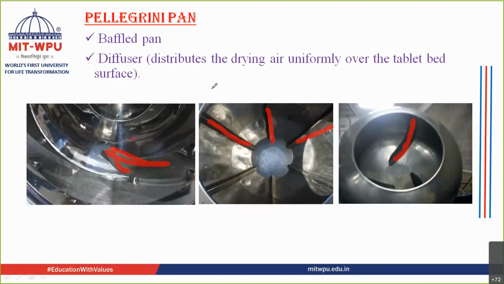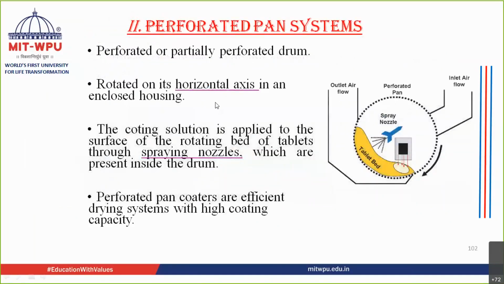Let us look at new modern equipment that has been developed now. These systems are known as perforated pan systems. If you have seen the earlier pans, these were not perforated in nature. They were smooth, continuous pans, isn't it? Now the pans that have been developed are perforated pans. How these perforated pans are going to help, that we are going to study now.